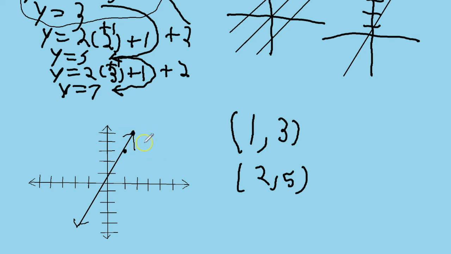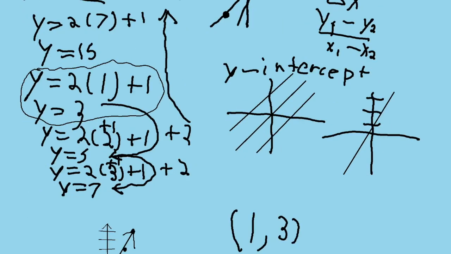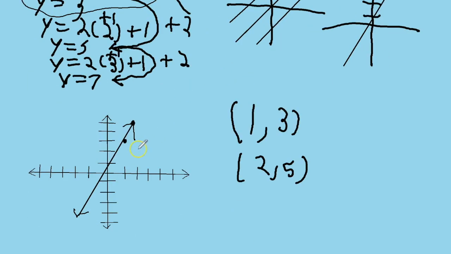And also, you should draw arrows at the top and bottom of the line. That shows that the line goes forever, which is what lines do, because in this equation, the x can be any number from negative infinity to infinity. So, that is how you graph a linear equation.